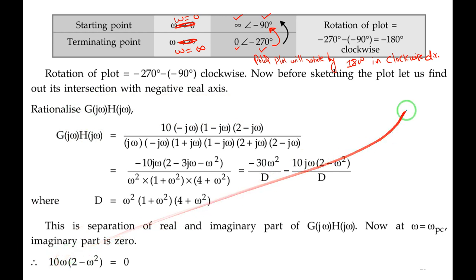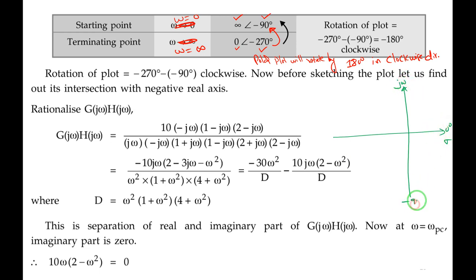Let me change the ink color. G j omega: 0 degree, minus 90, minus 180, minus 270. Okay, omega equal to 0. What is the magnitude? What is the angle? Minus 90 degree. Minus 90 degree means this one, right? So it is infinity. I will assume that it will meet at infinity and take it here. Some people will say they will never meet, so they take it here. Both are fine. I can set the starting point here or here. No problem.